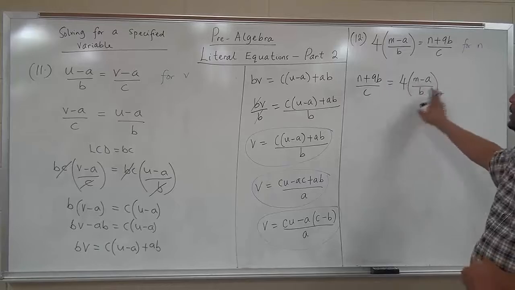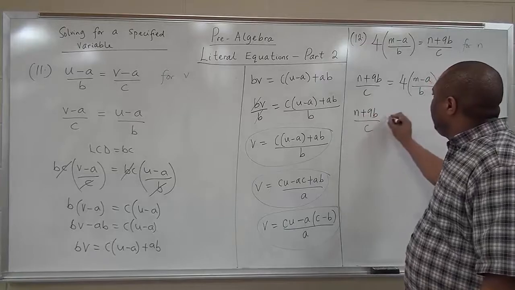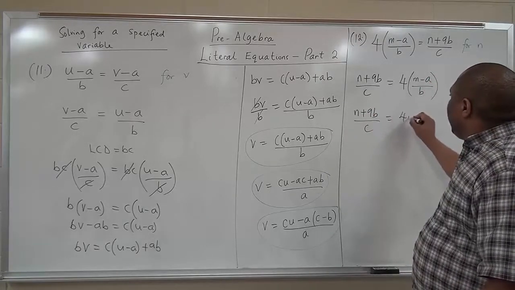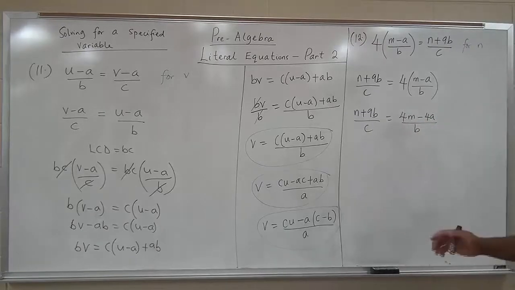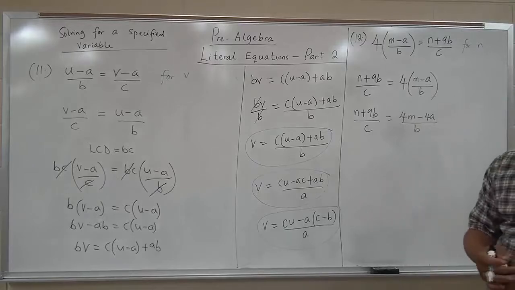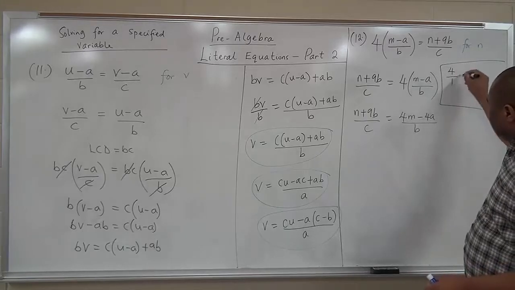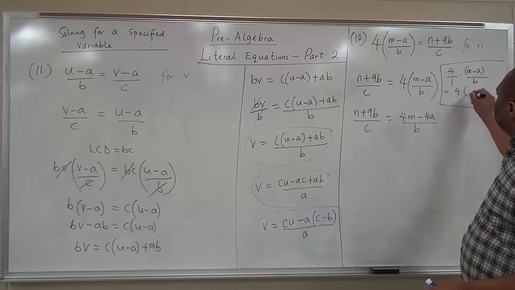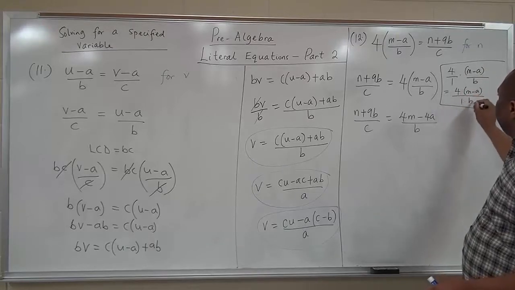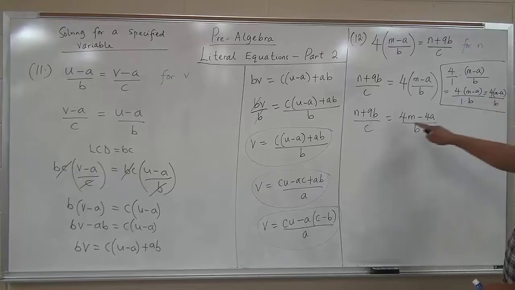Okay, so let's release this. This is 4 times this. This is n plus 9b over c equal to 4m minus 4a over b. That is the way it is, because this means 4 times that. Look at the way you do this. This means 4 over 1 times (m minus a) over b. So this will be 4 times (m minus a) over 1 times b. And that will give you 4m minus 4a over b.